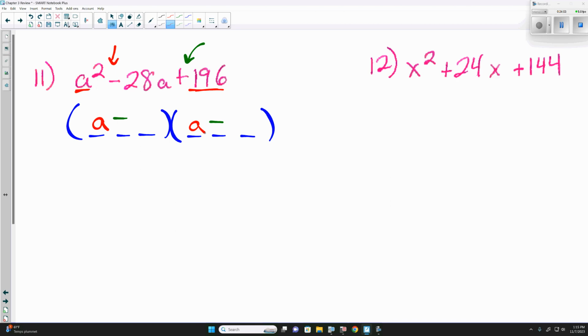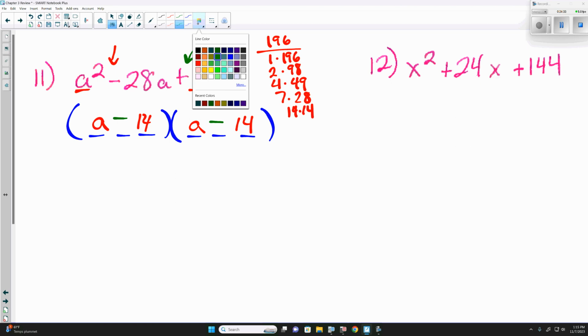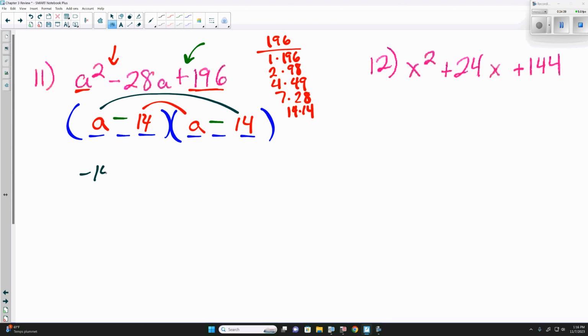Factors of 196. 1 and 98. 3 doesn't work. 4 and what? 49. Which one do we want to try first? Yes. 14 and 14. A times negative 14 is negative 14a. Negative 14 times a is negative 14a, which is negative 28a.